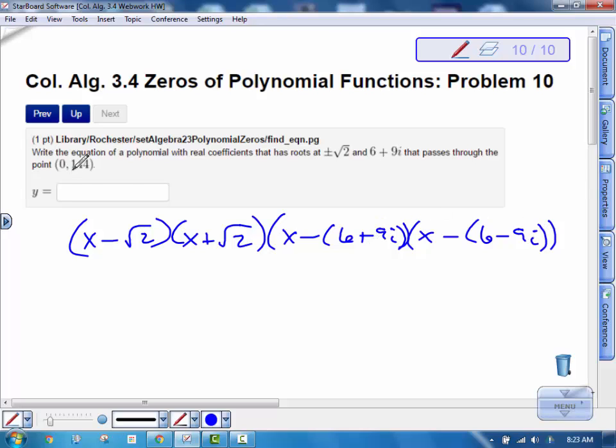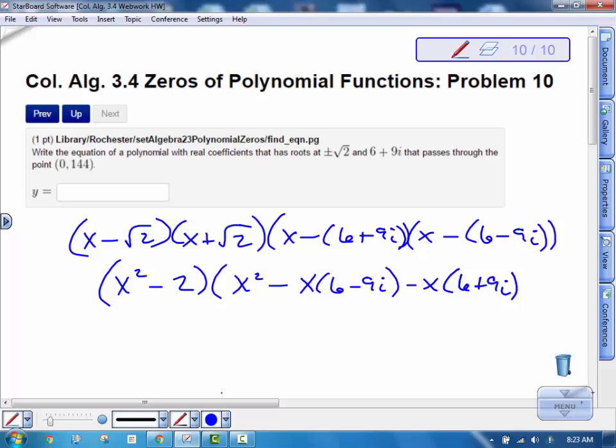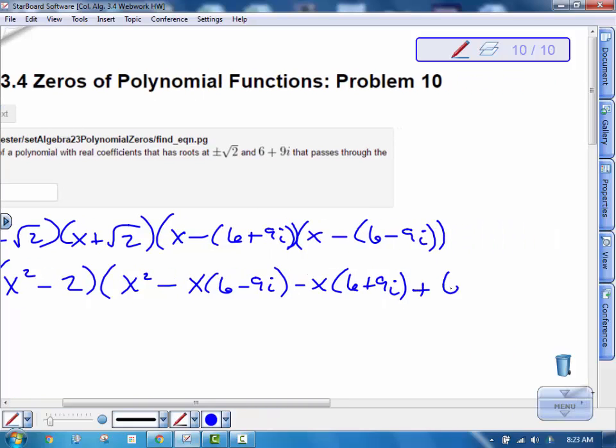And we can make it go through this point last, but before we do that we have to FOIL this whole thing out, which I know is a lot of work, but we have to do it. X times x is x squared, and then the middle terms are going to cancel here. Square root of 2 times square root of 2 is 2. So there's our first two FOILed out. Now let's do these last two. So we're going to have x squared, and then negative x times 6 minus 9i, and then negative x times 6 plus 9i, and then this would be positive 6 plus 9i times 6 minus 9i.